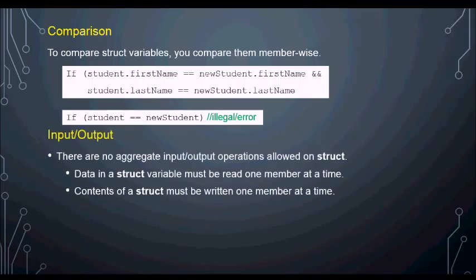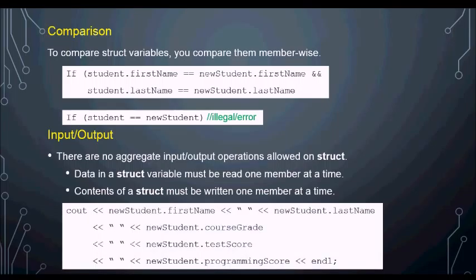For input and output, there are no aggregate input-output operations allowed on a struct. Data in a struct variable must be read one member at a time. Contents of a struct must be written one member at a time. It should be like this: cout newStudent.firstName, then newStudent.lastName, then newStudent.courseGrade, newStudent.testScore, and newStudent.programmingScore.